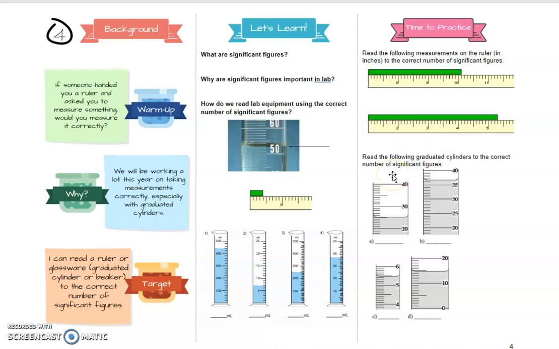Looking at part 4 here on page 4. As you should have seen in your warm-up, we're going to be talking about handing over the job of taking measurements to you in lab, and you need to make sure you can take them correctly on anything that doesn't tell you what the measurement is.